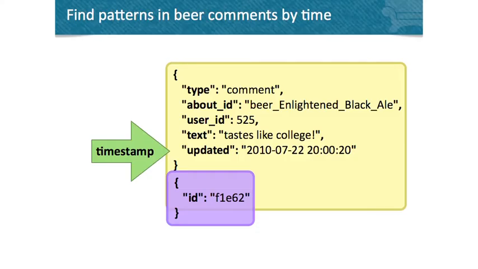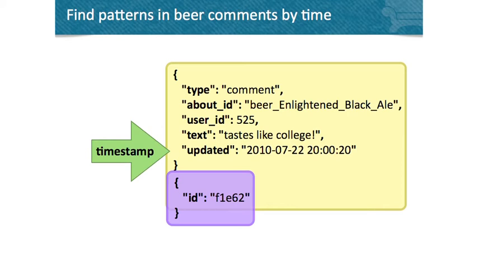So we looked at this document last time. This is a comment, and it's got a timestamp on it. I don't really care what that format is. Bonus points to you if your time strings sort in string order the same way they sort in time order. That's always nice. But even that is no longer that important in Couchbase.